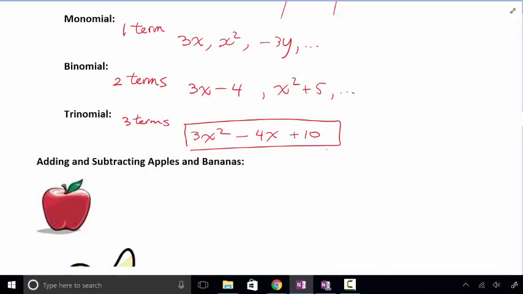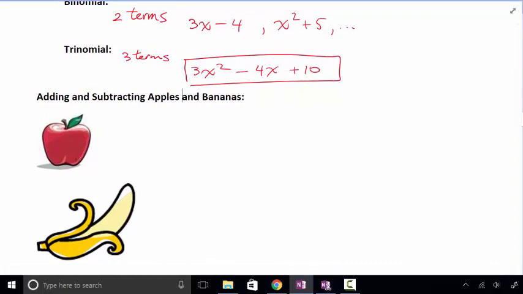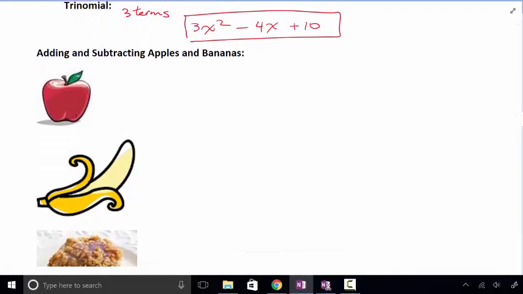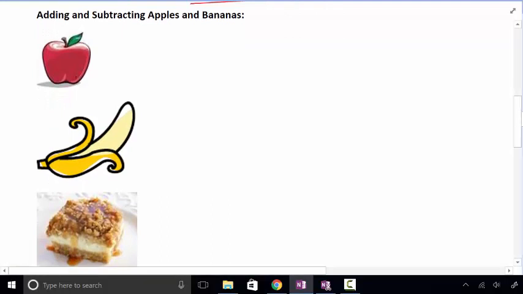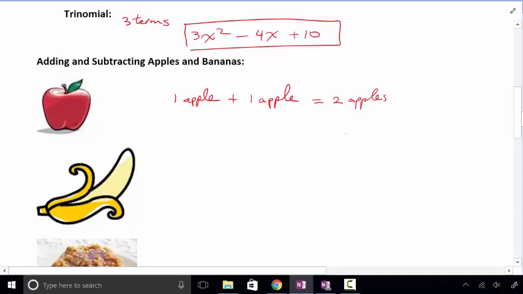Now write this down. We're going to add and subtract apples and bananas. Hopefully this will help you understand what we have to do. So here I have an apple. Let's say I have 1 apple, plus 1 apple. What do you get? 2 apples, right? So this is like 1a plus 1a, and that should equal 2a. So what is the process?